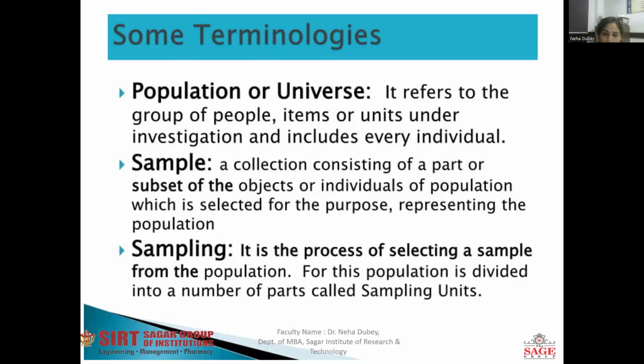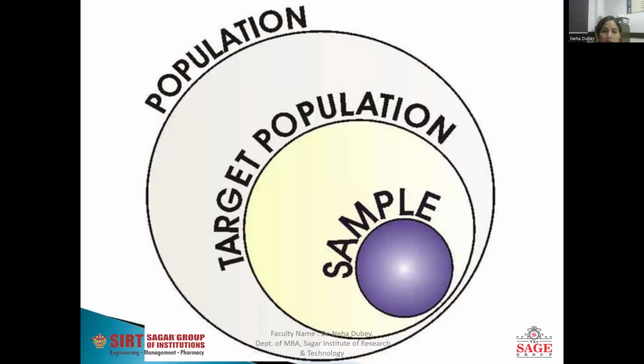Now sampling: it is a process of selecting a sample from the population, and for this the population is divided into a number of parts called sampling units. This is the diagrammatic representation, which is very easy to understand. The whole is the population, and the target population is the focused area, but it is not possible to cover the whole population.